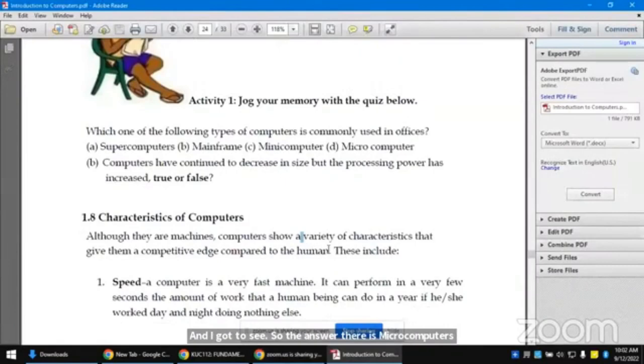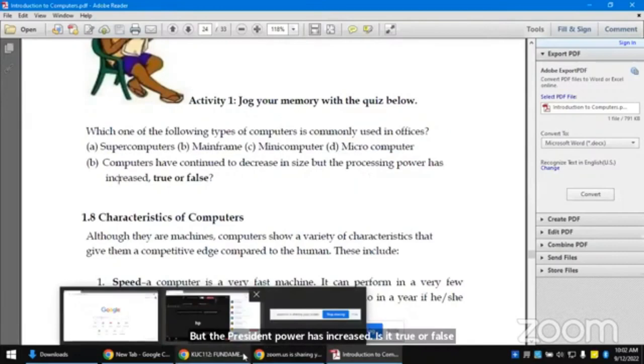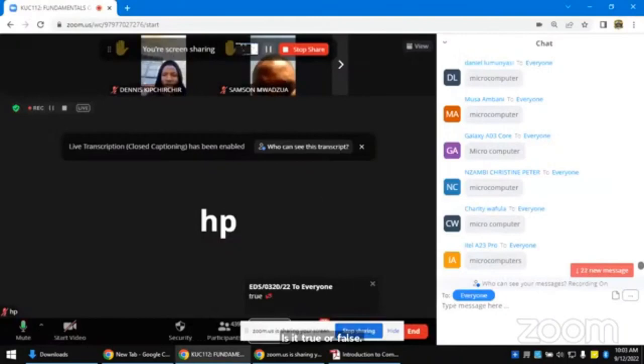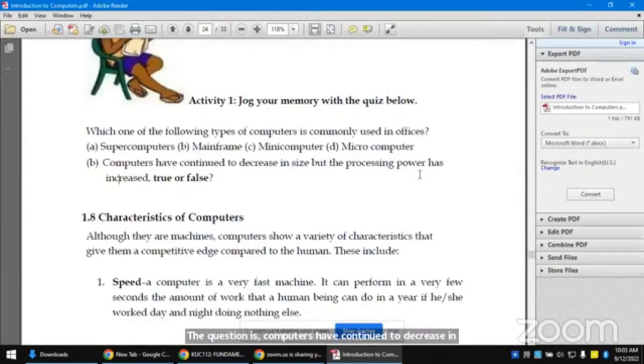Next, computers have continued to decrease in size, but the processing power has increased. Is it true or false? Can you write your answer in the chat? The question is, computers have continued to decrease in size, but their processing power has increased. Is it true or false? Can you type if it's true or it's false?